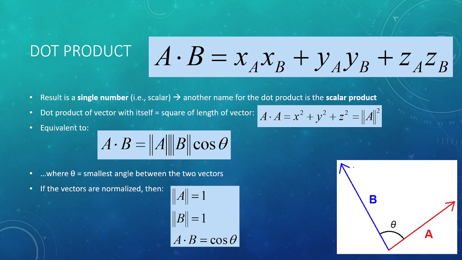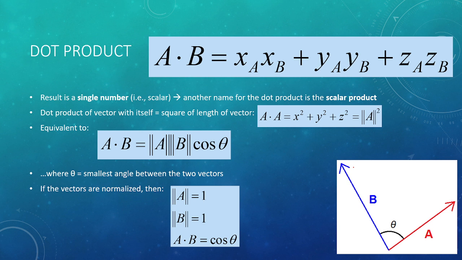So the dot product is a dot b equal to xa xb plus ya yb plus za zb. The result is a single number, that is a scalar, and the name for the dot product is the scalar product. The dot product of a vector with itself equals the square of the length of the vector, that is a dot a equal to x square plus y square plus z square equal to a square, equivalent to a dot b equal to a b cos theta, where theta equal to the smallest angle between the two vectors.